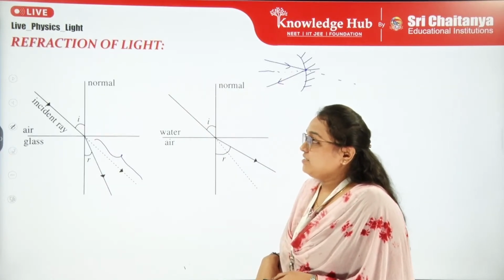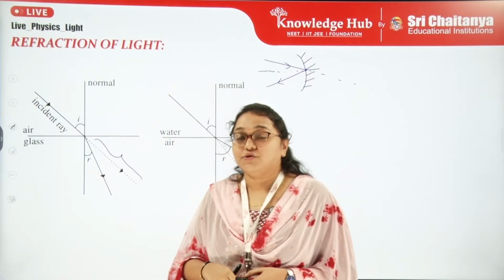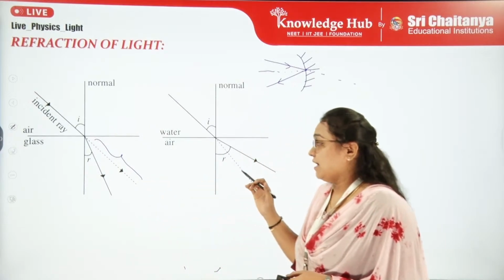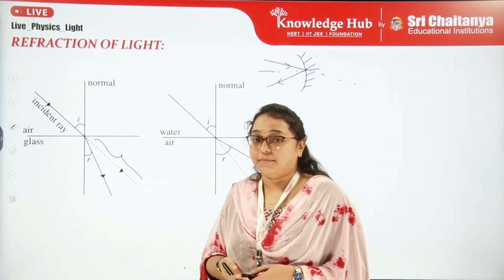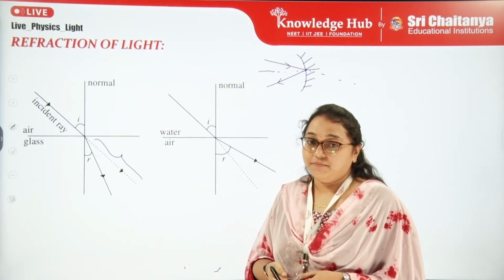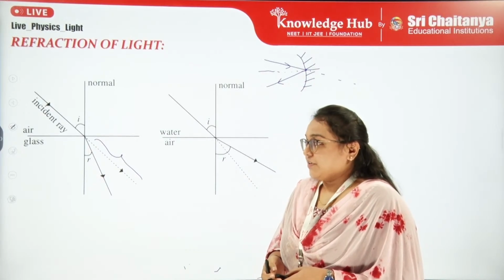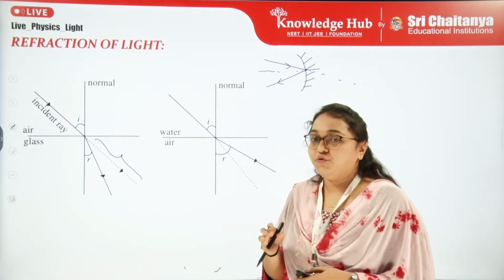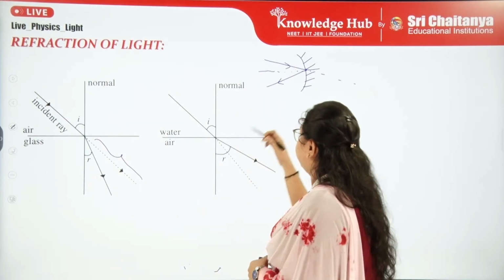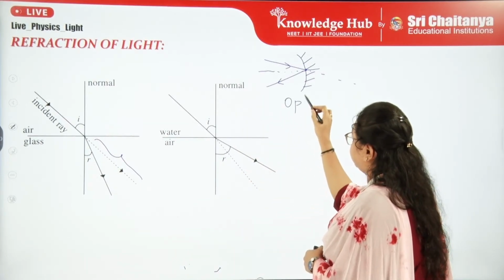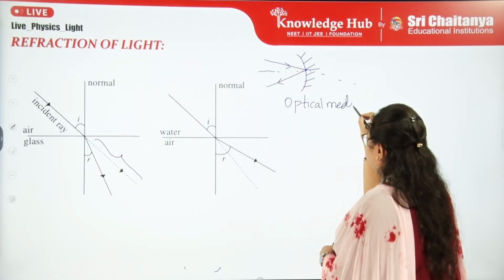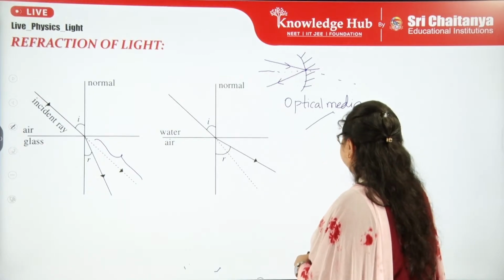Yes. So it's all about refractive index. In order to understand why light bends towards the normal and why light bends away from the normal, we have to know something about the optical density of a medium. Generally, speed of light is more in a rarer medium. We have two different types of optical media.